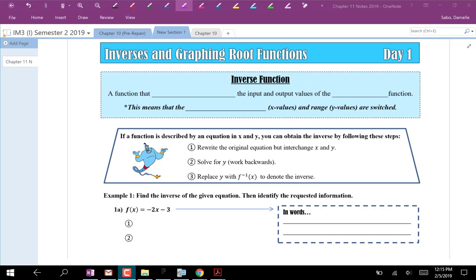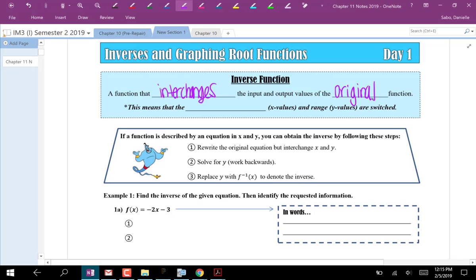Okay, so a function that interchanges, it's a word, interchanges really just means switches. So if you don't know the big word interchange, it means switch. But I'm going to use interchange because that's a math way to say switch. The input and the output values of the original function. So let's talk about what I mean by that.